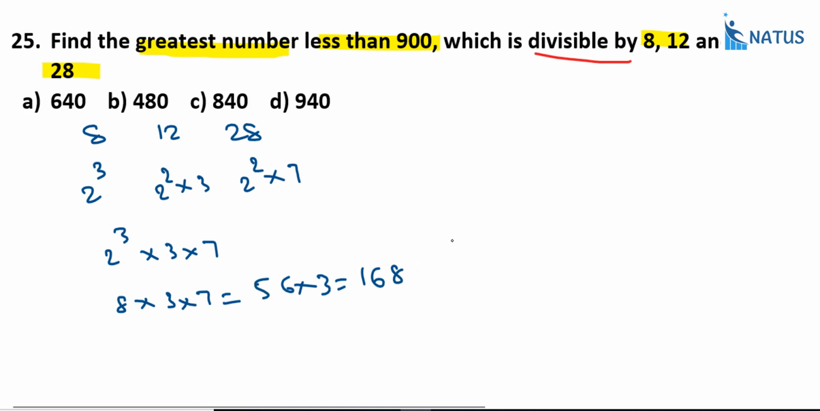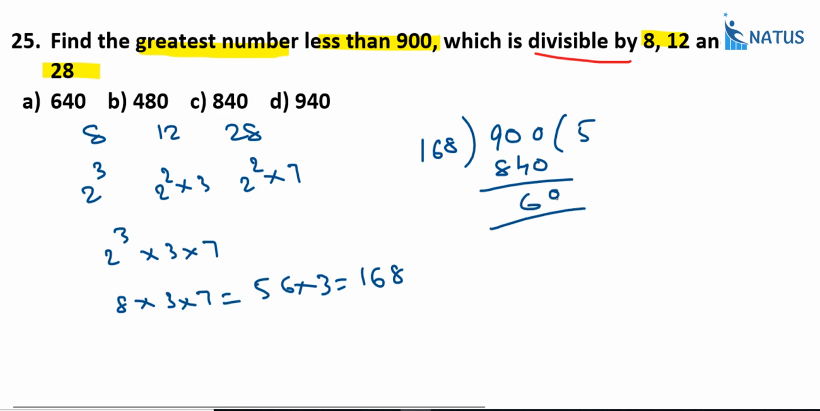This number is exactly divisible by 8, 12, and 28. But we require the greatest number less than 900. Now divide 900 by 168. 168 times 5 is 840, and the remainder is 60. If you subtract 60, then 840 is exactly divisible by 168, which is exactly divisible by 8, 12, and 28. So the answer is option C.